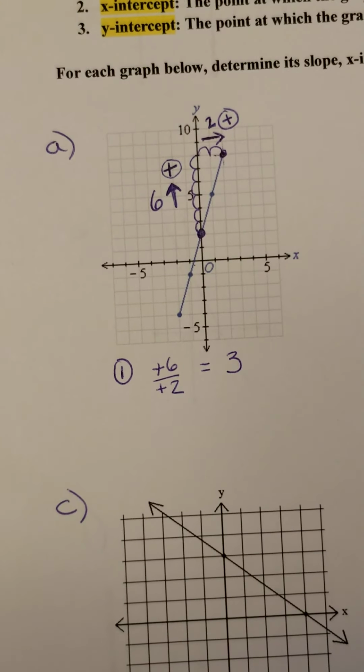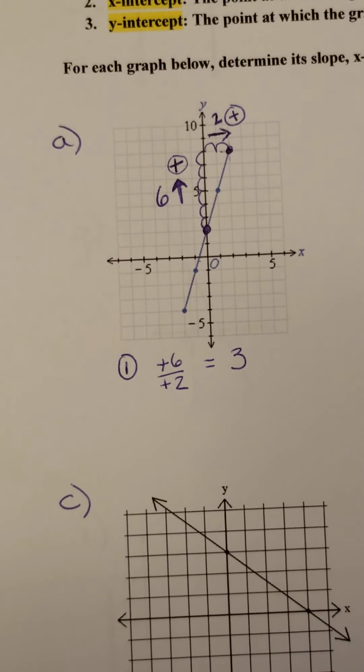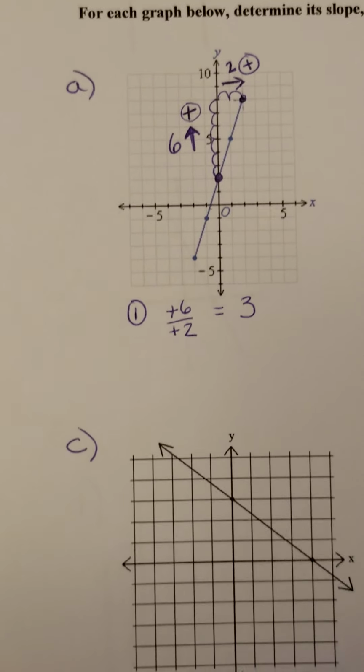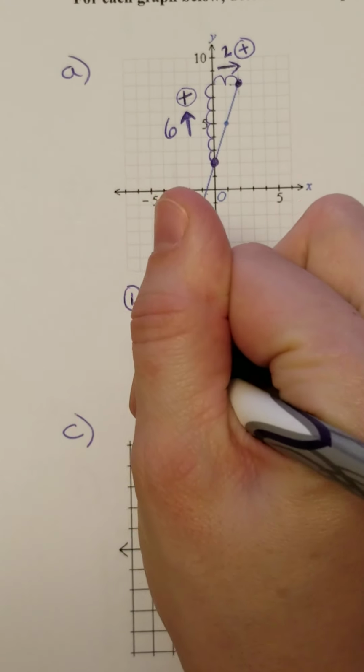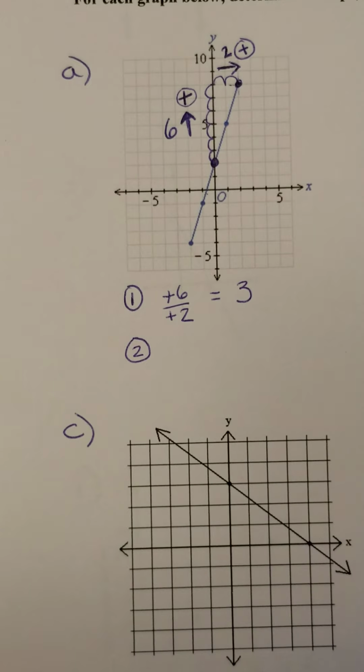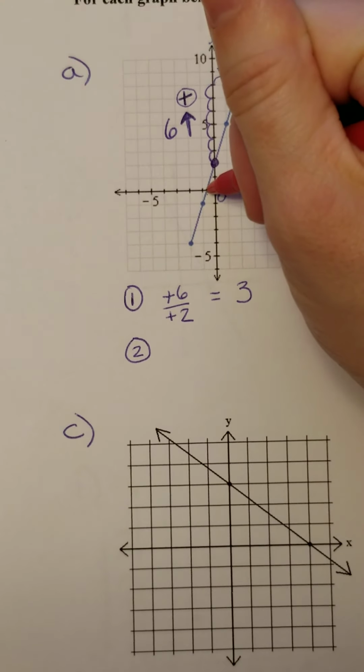6 divided by 2 is 3. And that's our slope, and we're done. Number 2 is our x-intercept. So where we cross the x-axis is right here.